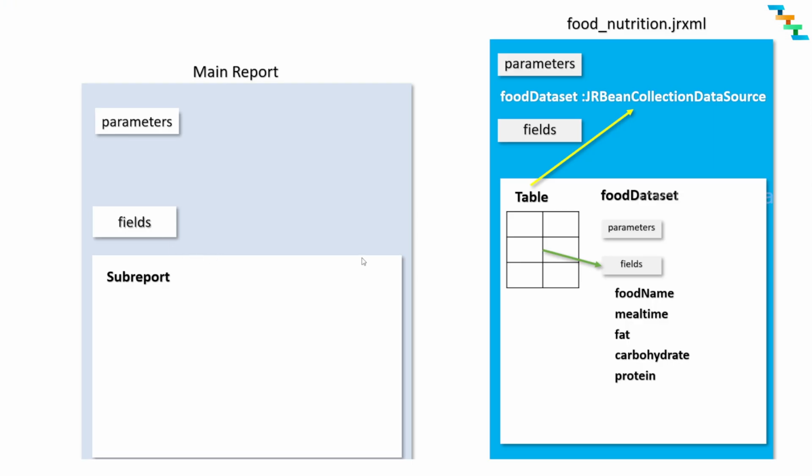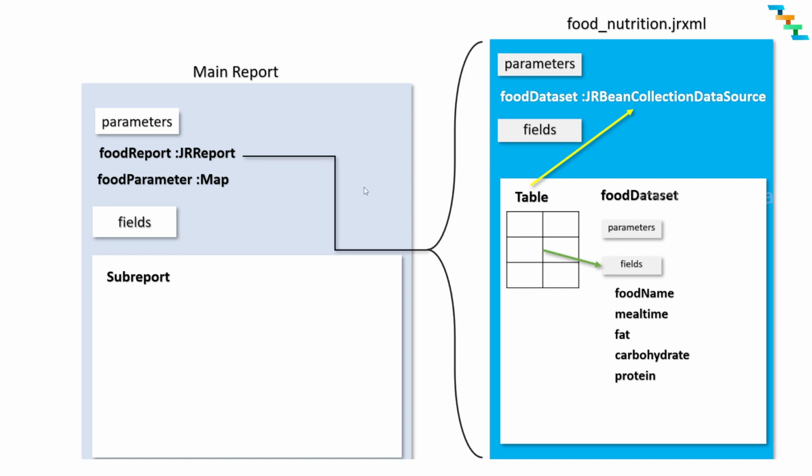We will see in this diagram how we are going to achieve this. We have created this food nutrition JRXML, and now we have this main report. The main report is our parent report, and in this parent report we are going to call this particular sub report. Here we will create two different parameters. One is food report, a JR report. This is the complete JR report, and this is the way we are going to reference this food nutrition JRXML.